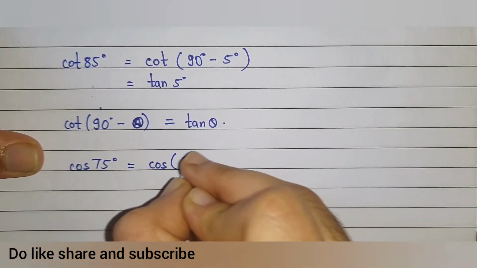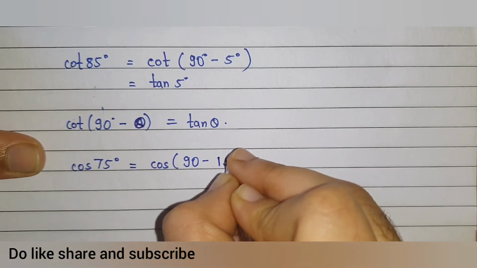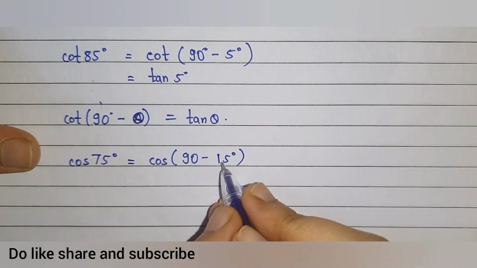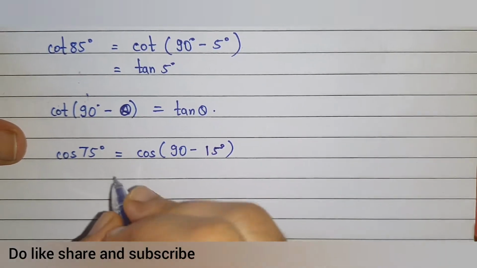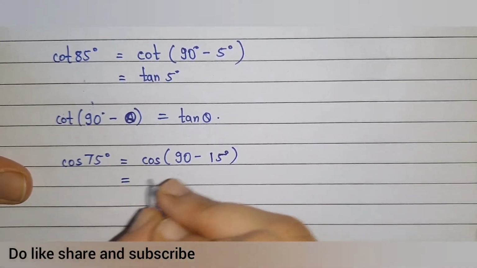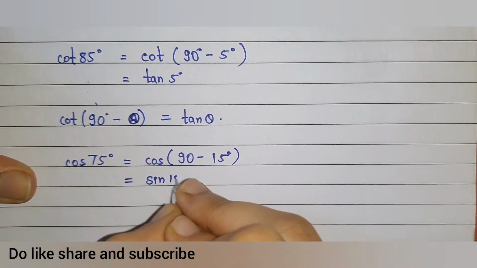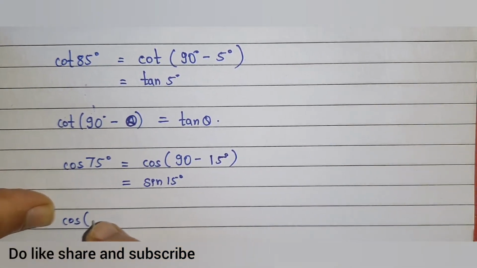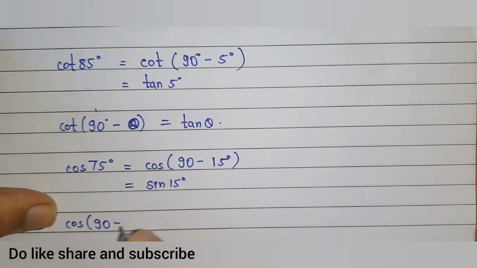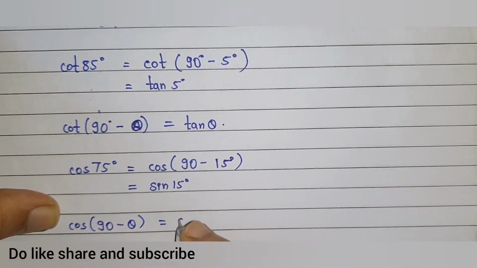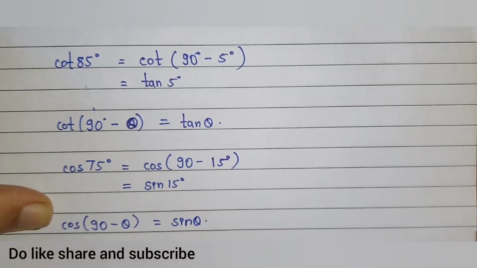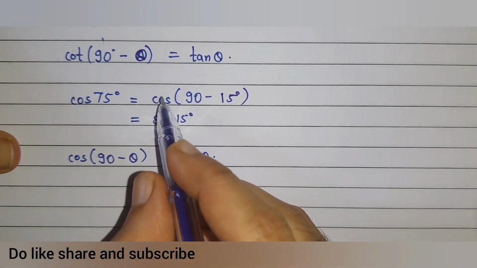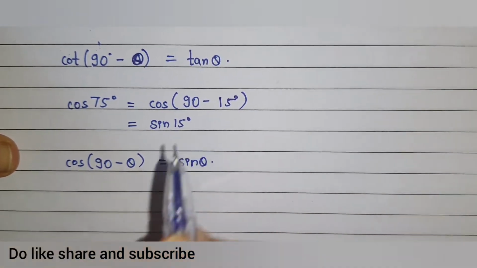Similarly, cos of 75 degrees will be equal to cos of 90 minus 15 degrees. Here 90 minus 15 will be equal to 75. So that will be equal to sine of 15 degrees, as the formula is there: cos of 90 minus theta is equal to sine of theta. So similarly for cos it will be sine of 15 degrees.